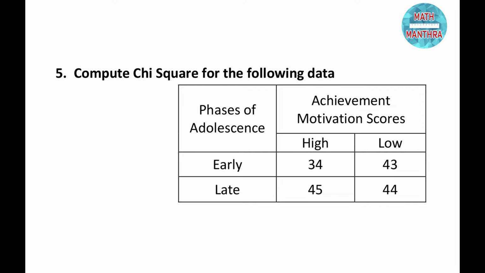The values are 34, 43, 45 and 44. So this is the question given. Based on this information, we have to find out the value for chi-square.